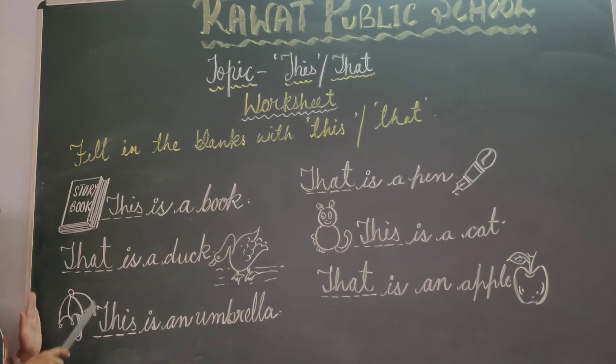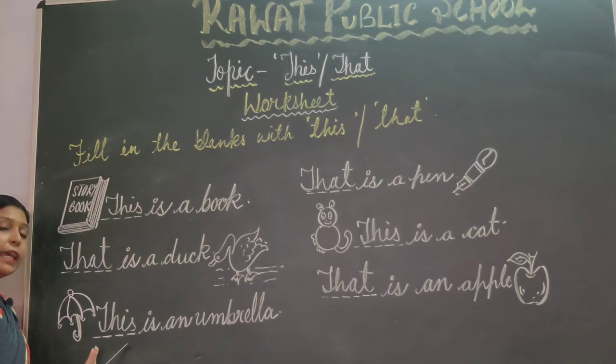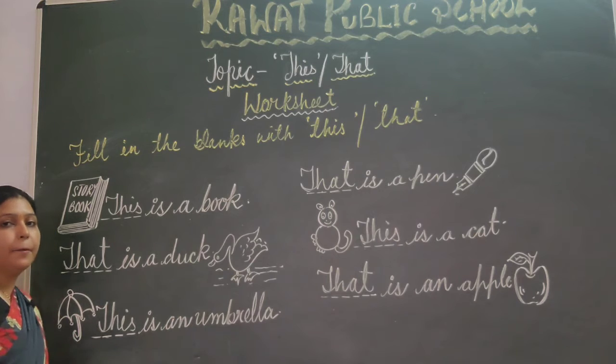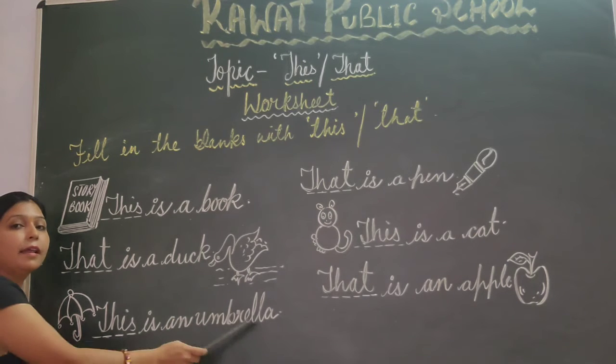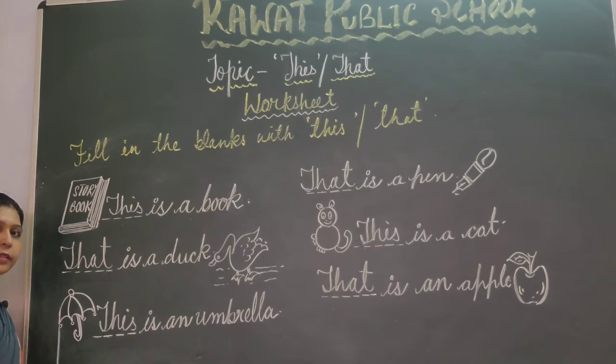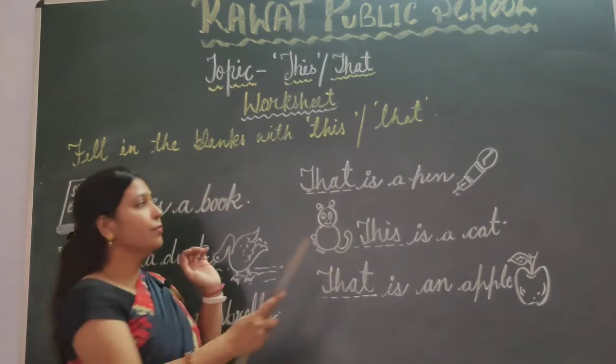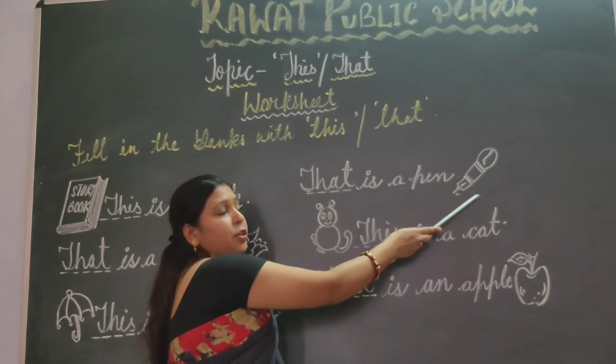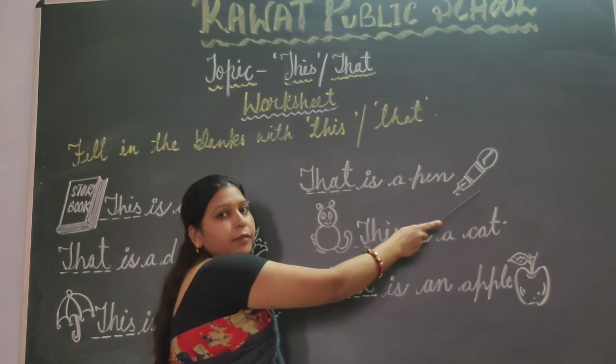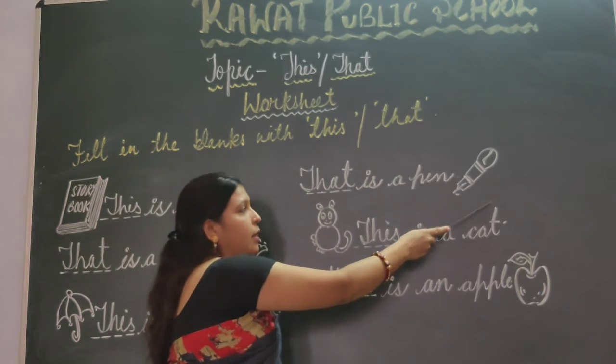Next, it is a picture of an umbrella. The umbrella is near us, close by. See, that's why we are using here this. This is an umbrella. Clear? Next, yes, it is a picture of a pen.